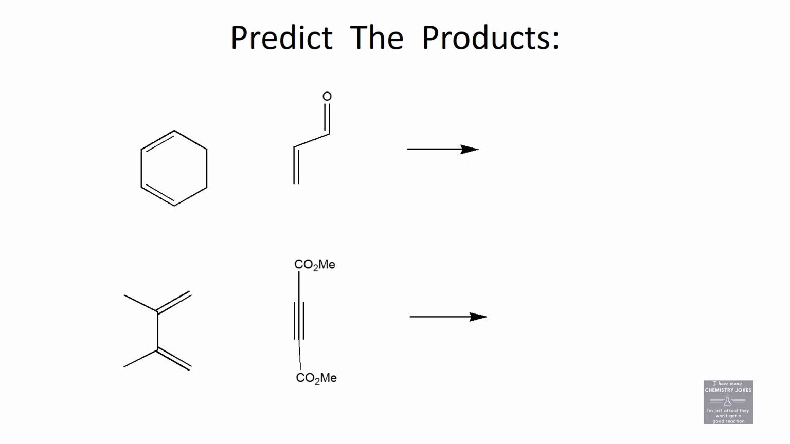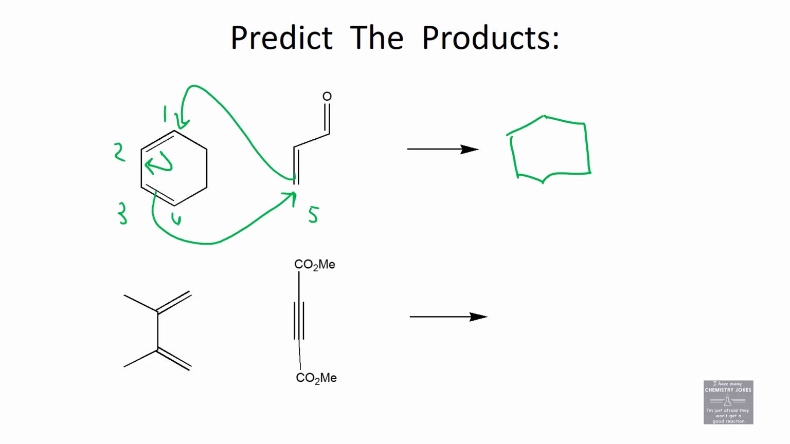I hope it can hold out for a little bit longer. If it can't, we're going to shortcut it right here. All right, alkene attacks, alkene attacks, alkene attacks. Folds it down. We end up with a cyclohexene. 1, 2, 3, 4, 5, 6. Those are where my new bonds are made.